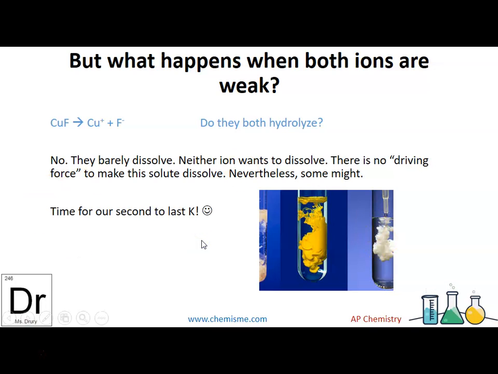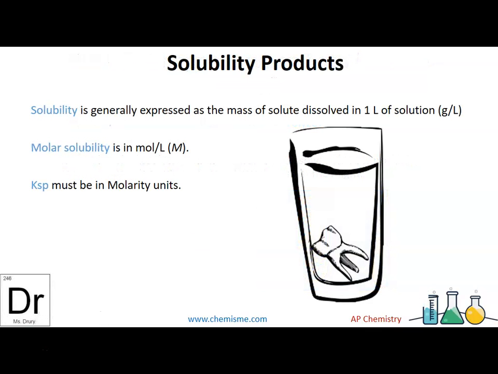So this is our second to last K, thankfully. We're talking about something called the solubility product, or how well it dissolves, which is not very well at all. And solubility is generally expressed as the mass of the solute in a liter of solution, grams per liter. If you remember in our Regents reference tables from last year, we used to see solubility tables, and it was how much dissolved in the water.